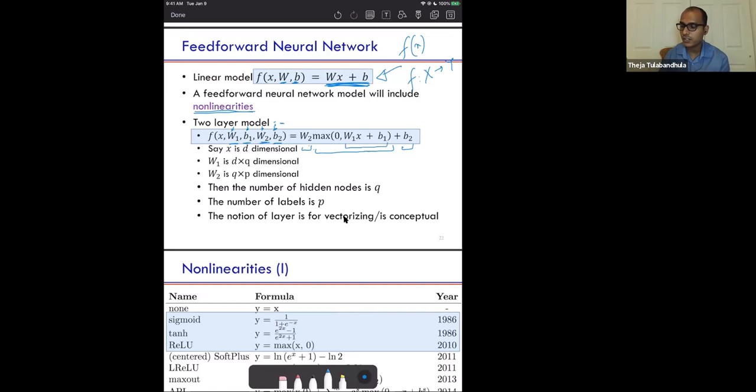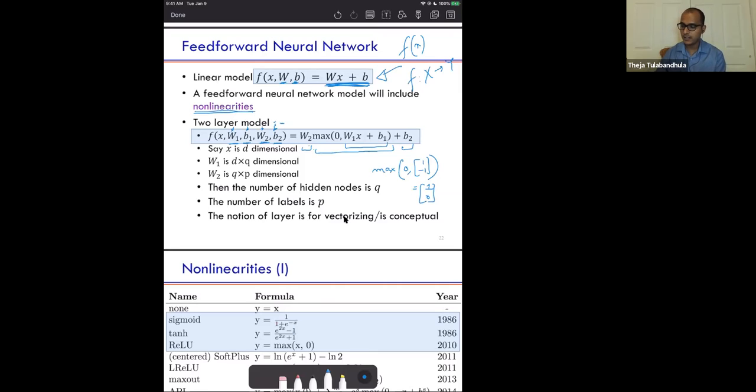Now max of 0 comma a vector is going to be an element-wise operation. So a max of 0 and a vector such as 1 and minus 1 would be 1 and 0. Okay, so this is a max operation. It's just the max operation we know for two scalars or two numbers: give me the output which is the highest number. Here it's just element-wise.